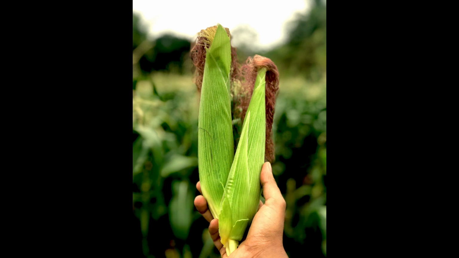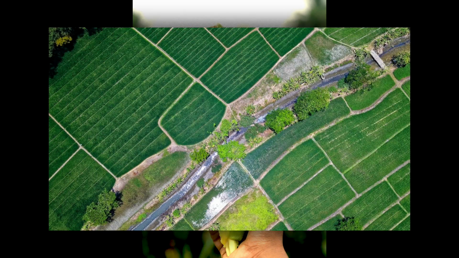It's important to note that these are general guidelines, and specific recommendations may vary based on factors such as regional climate, soil conditions, corn variety, and local farming practices.